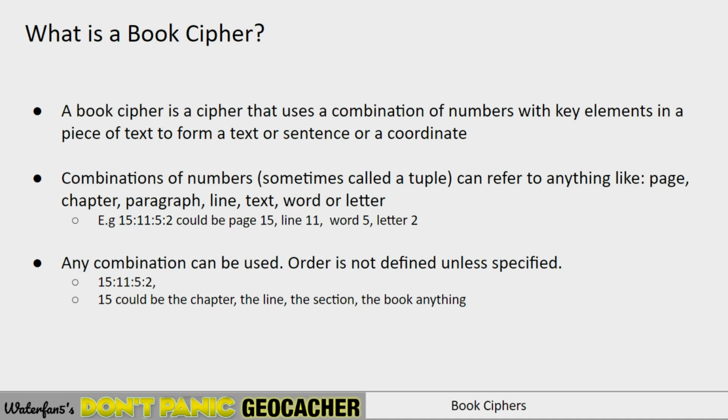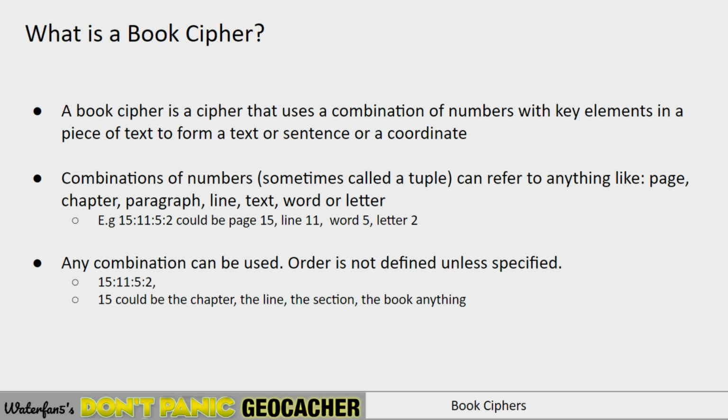That could be a sentence, that could be a coordinate, that could be a song lyric, it could be really anything, right? And the combination of numbers, sometimes called a tuple, will refer to parts of that text. Now, what part it refers to could be given, they could tell you, but often they don't. So it could mean a page, a chapter, a paragraph, a line, a word, a letter, a sonnet, anything in the text, right?